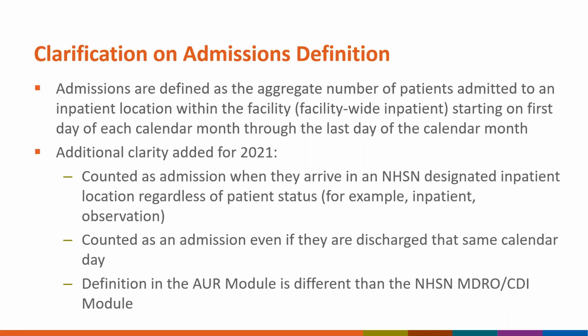Specifically, a patient is counted as an admission when they arrive in an NHSN designated inpatient location, regardless of the patient status. For example, if a facility doesn't have a designated observation unit, but instead those observation patients are housed in an inpatient unit, like the medical ward, any patient in the medical ward would be counted as an admission, even if they were in observation status for the duration of their hospital stay.